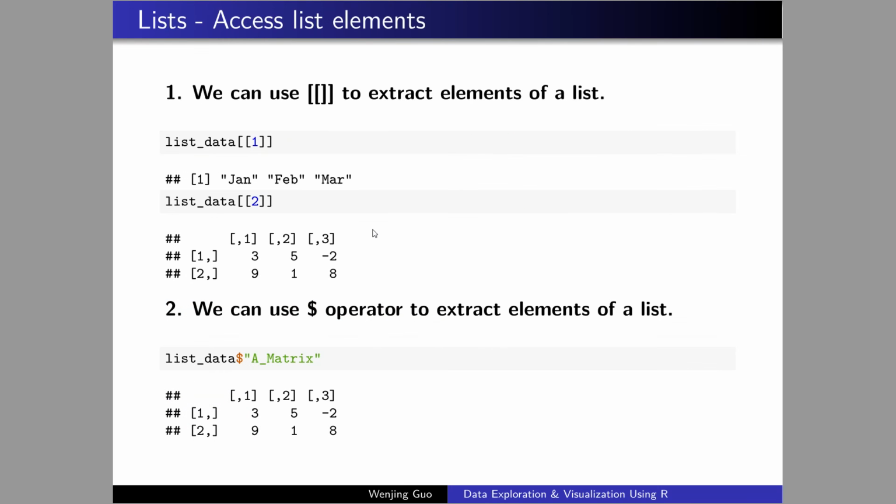To extract the elements of a list, we have two ways. First, we can use double square brackets. For example, we can use this R command to extract the first element of list_data. Similarly, we can use this R command to extract the second element of the list. The second way is to use the dollar operator. For example, we can use this R command to extract the second element of the list. matrix here is the name of the second element of the list.